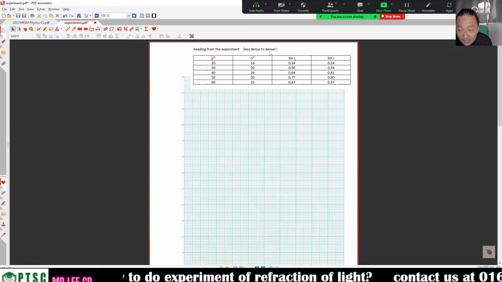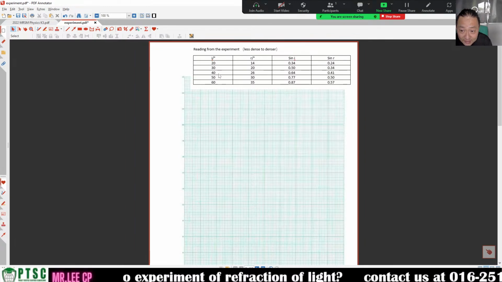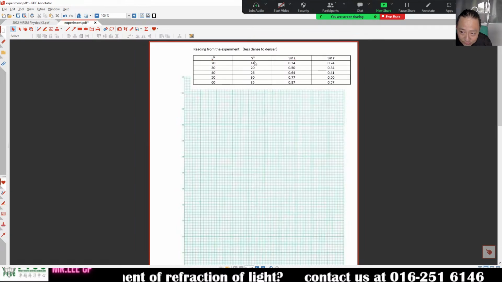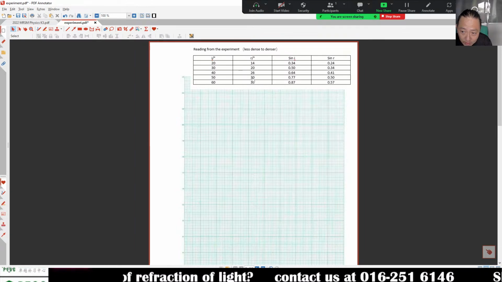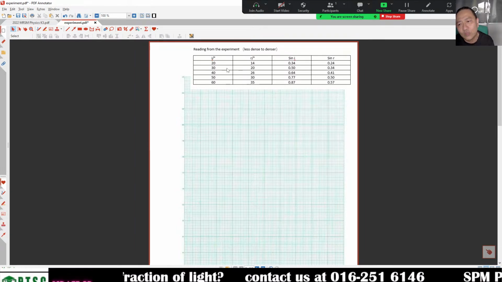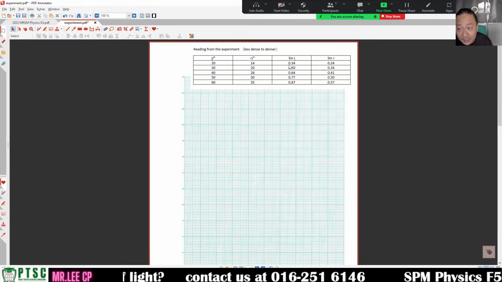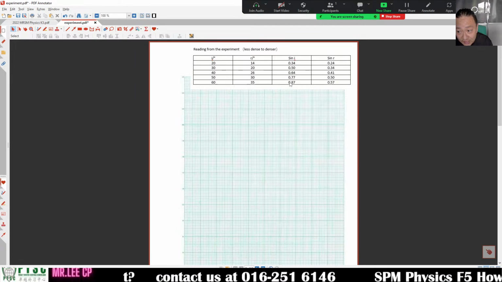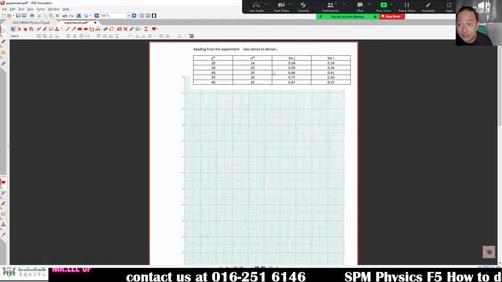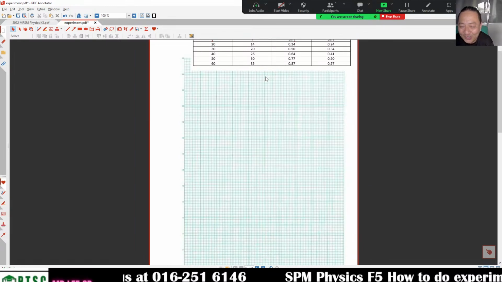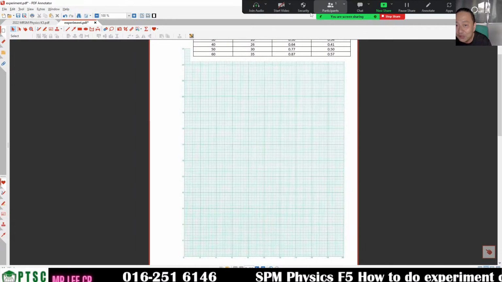Less than to denser, you get this value. When 20, 30, 40, 50, 60, then your refracted angle will be smaller. You see it because it's toward the normal, and then you take the sine of the value. I put it to here, easier for me to plot. Okay, now I want to plot it right now.